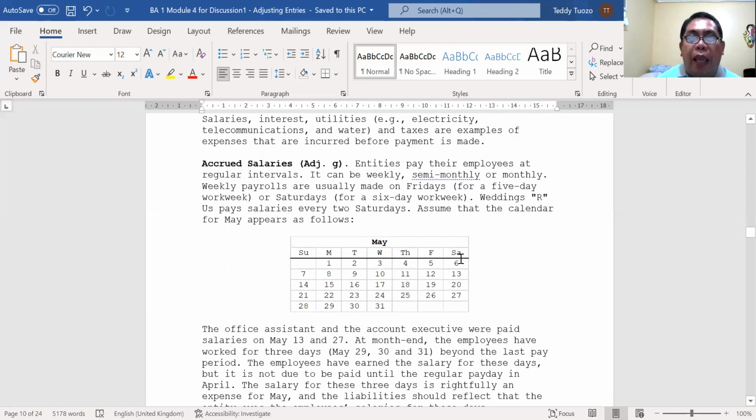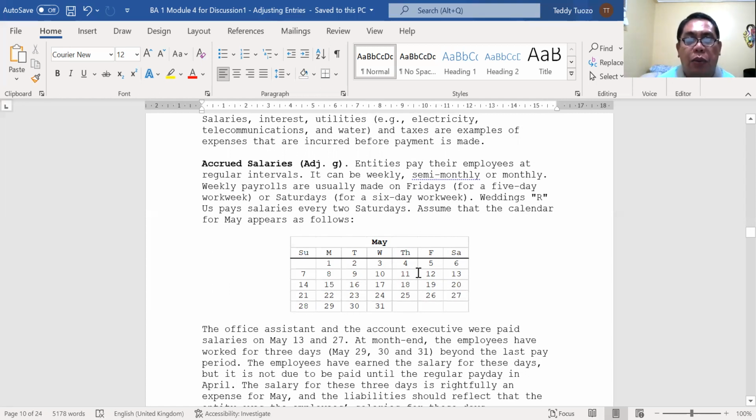Entities pay their employees at regular intervals. It can be weekly, semi-monthly, or monthly. So salaries here are accrued. Weekly payrolls are usually made on Fridays for a 5-day work week or Saturdays for a 6-day work week. Weddings R Us pays salaries every 2 Saturdays. Assume that the calendar appears as follows.